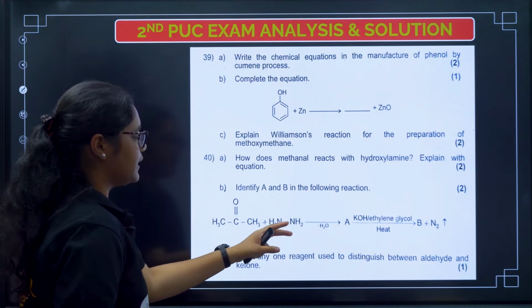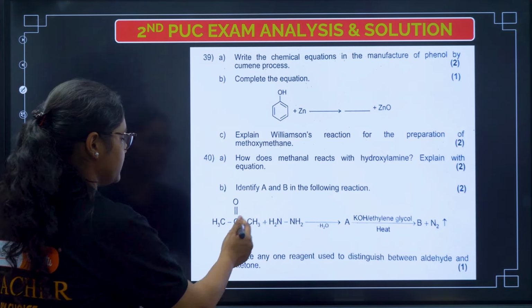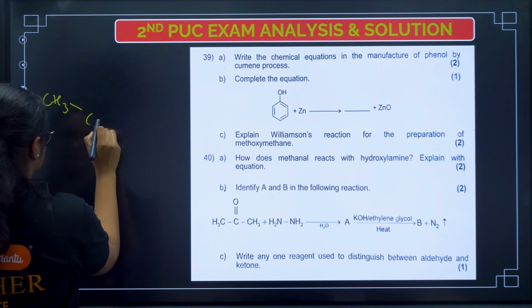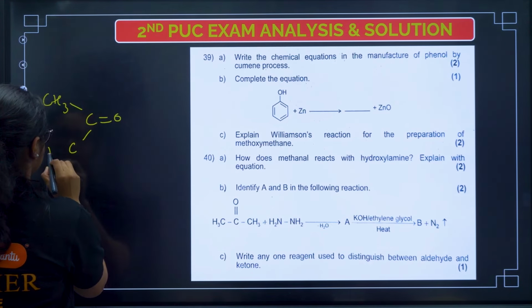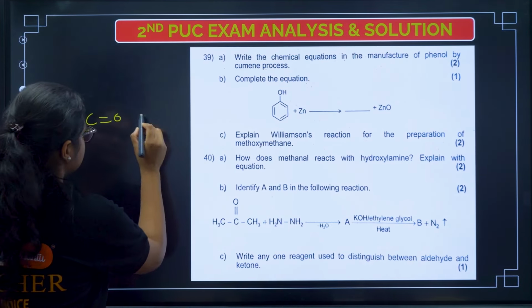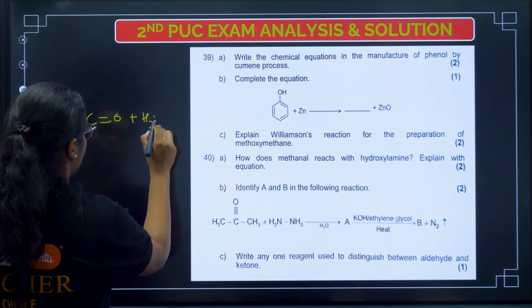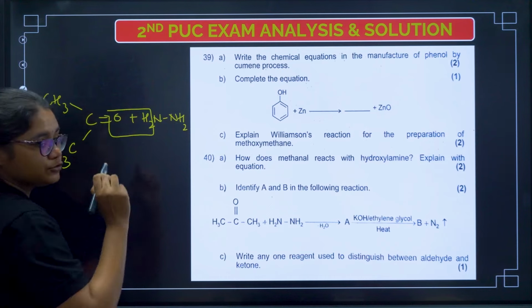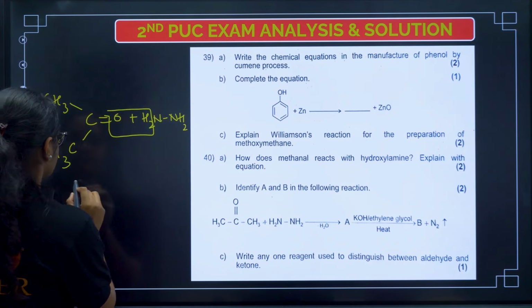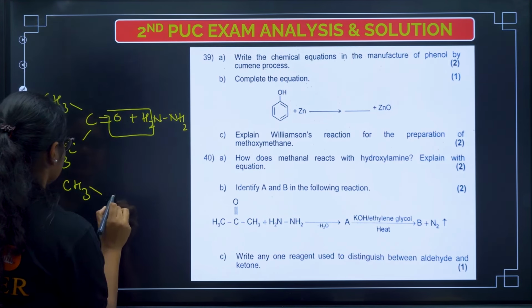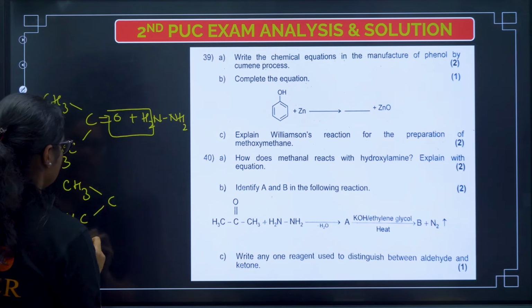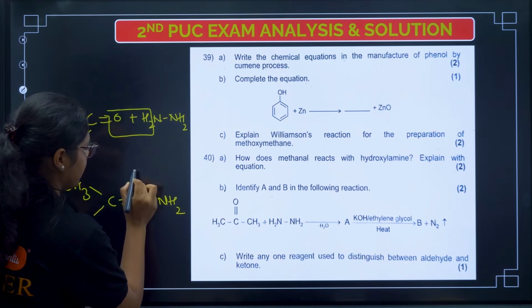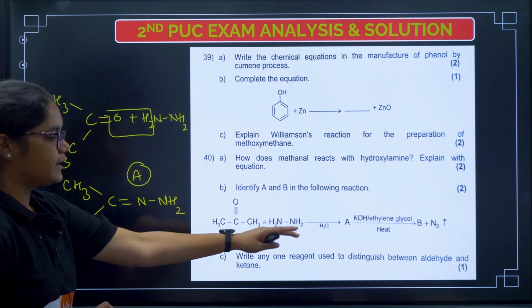Okay, next question. Identify A and B in the following reaction. So this is again addition of ammonia derivatives, nucleophilic addition. So what will be your A? CH3 C double bond O CH3 plus NH2NH2. Dehydration will take place, H2O will be removed, right? So what will be the product here? CH3 C CH3 double bond N NH2. So this is my A.